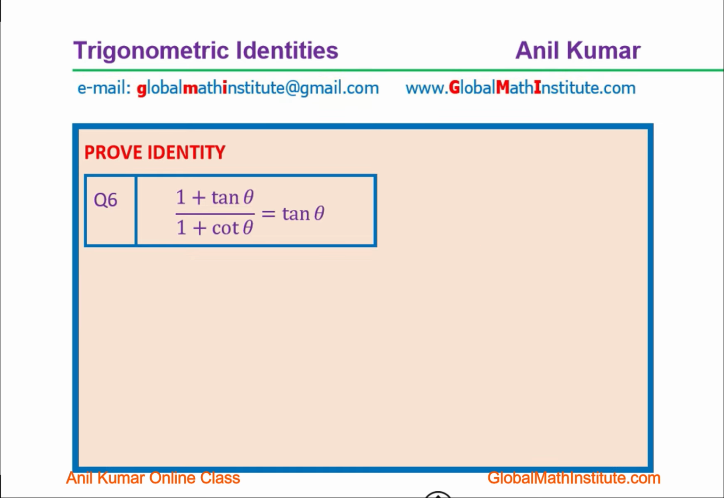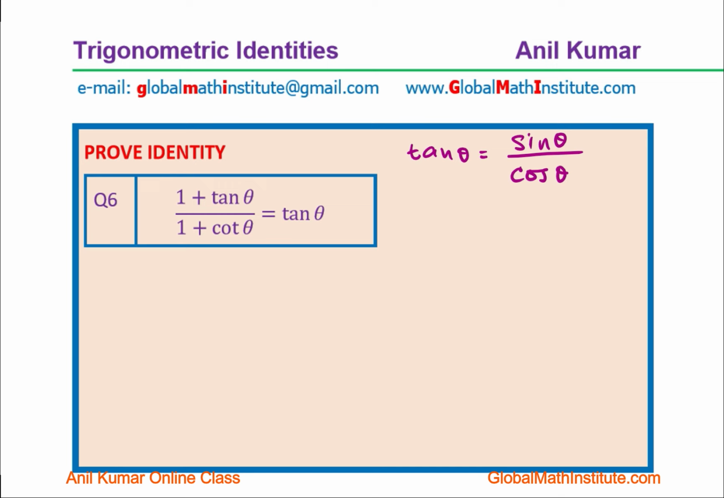Now let's look into the solution of these questions one by one. Here is the very first one, which is 1 plus tan theta over 1 plus cotangent theta equals tan theta. How do we solve this? Well, remember, how can you write tan theta? Tan theta is a ratio of sine theta and cos theta. Now that is the quotient identity, correct? We can use this to prove the identity.